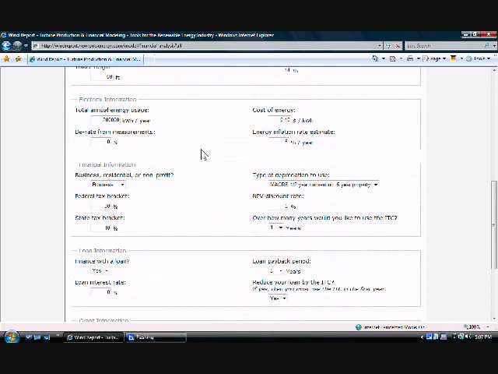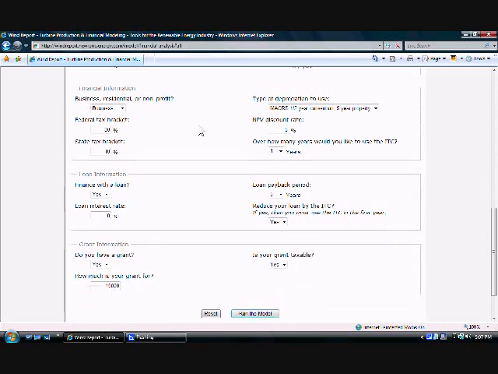The next section is electrical information. Here you can insert the total annual energy usage of your client, and if it applies, insert a D-rate percentage from measurements. Then insert the cost of energy and the energy inflation rate estimate. This default value is 5%.